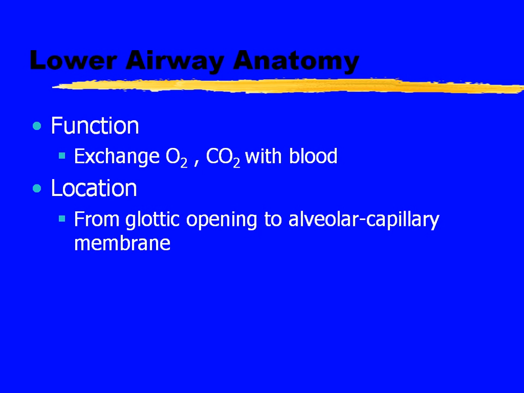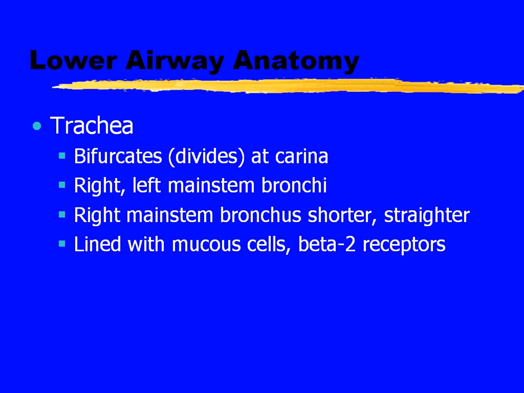Okay, lower airway. Obviously, this is where we exchange O2 and CO2 within the blood. Pretty much anything we're going to call lower airway, we're going to call from the glottic opening down at that point. So anyway, obviously the trachea bifurcates. That place where it bifurcates is called a carina. We have the left and right main stem.